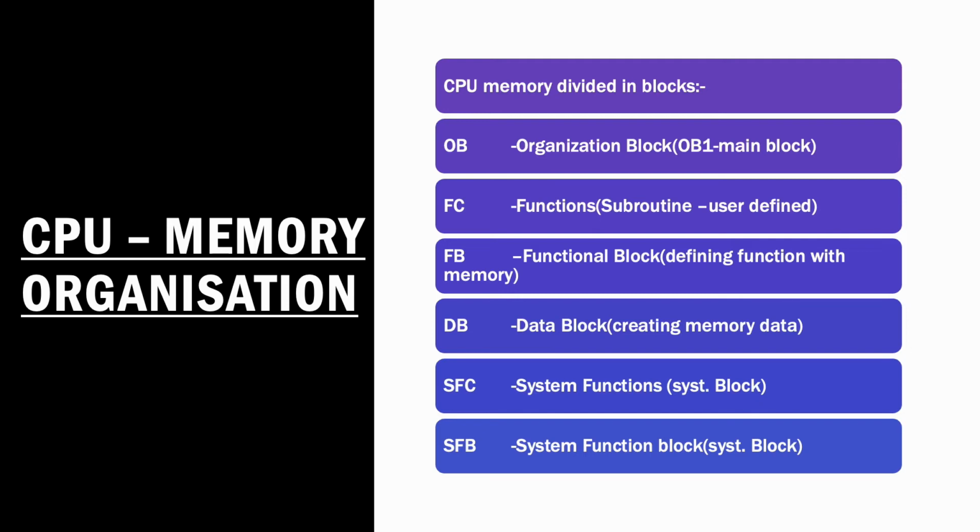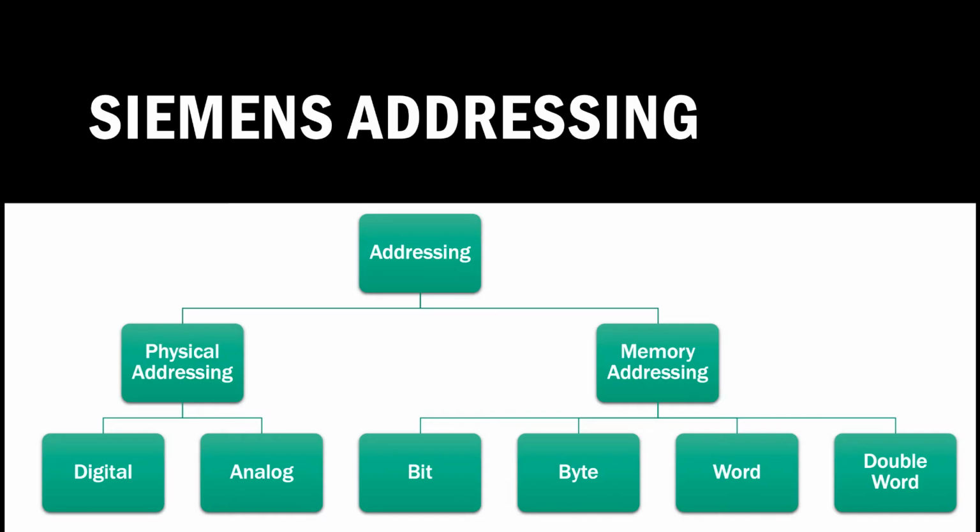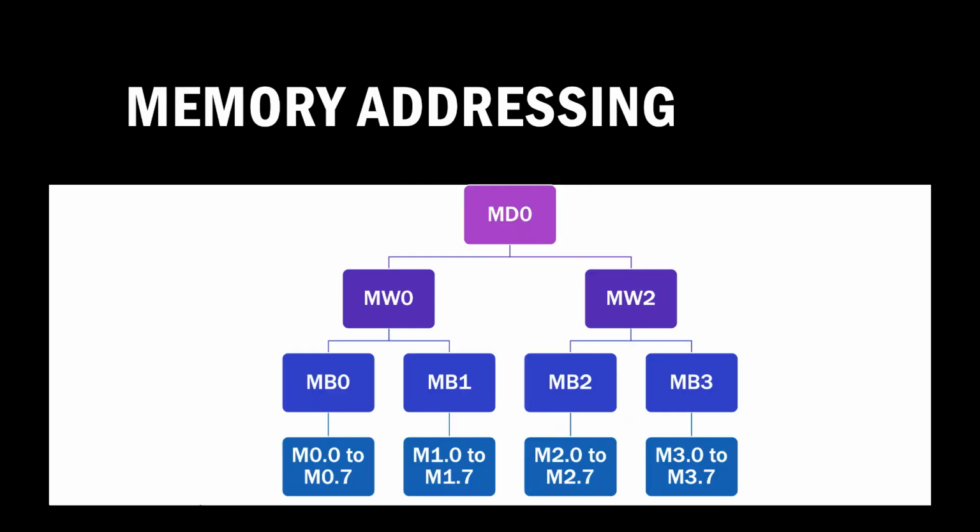Now we will see Siemens addressing. PLC addressing is of two types, digital and analog. If inputs and outputs are connected to modules, that is physical addressing. If you are using it within the program, that is called memory addressing. In memory addressing, we can classify as bit memory, byte memory, word and double word. From this tree, we can see the memory addressing. One double word equals 2 words. One word is 2 bytes. 1 byte equals 0 to 7 bits.